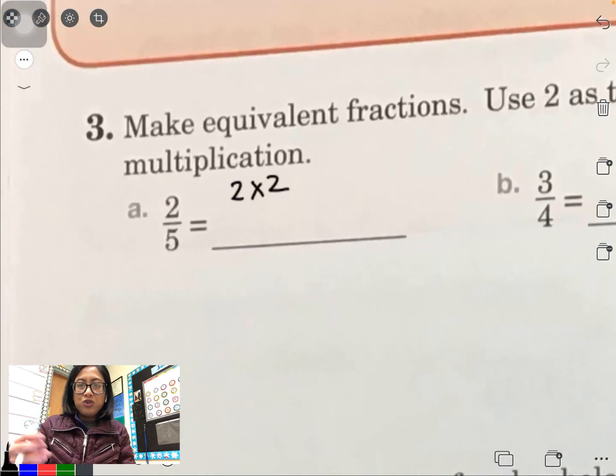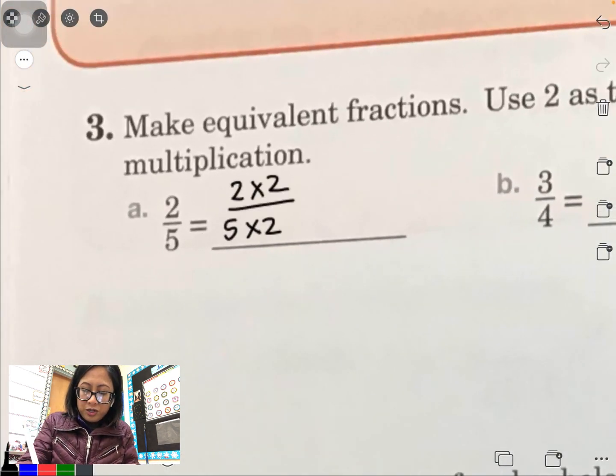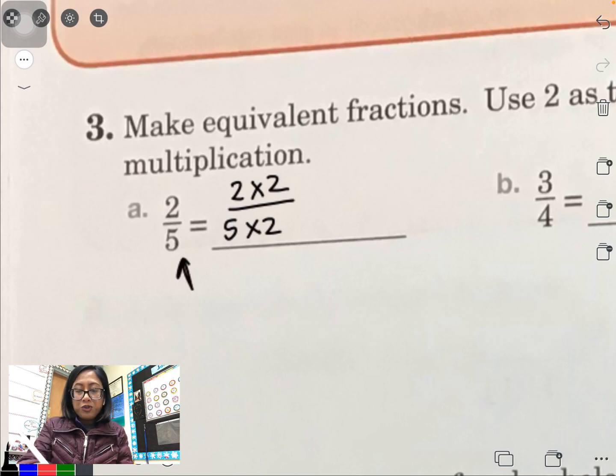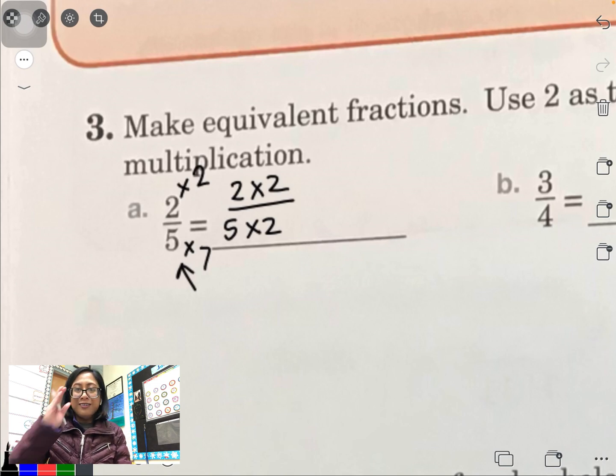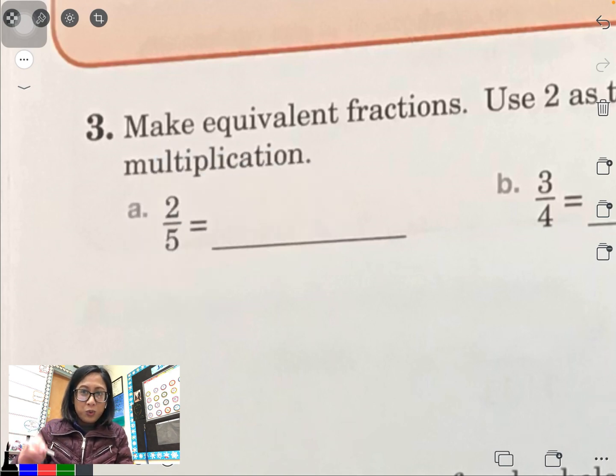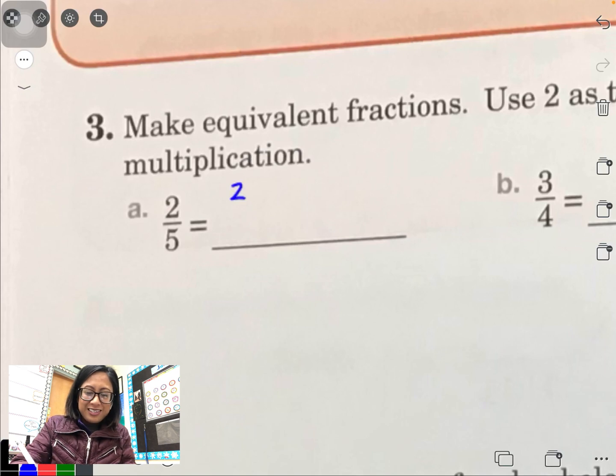They'll tell you what to usually multiply by. 2 times 2, 5 times 2. Because whatever you multiply in the bottom, you multiply on the top. Whatever you multiply here, you got to multiply here. They've got to be the same. You can't be like, I'm going to multiply this by 2 and this by like 7. No. It has to be the same number, all right? Because it's equivalent fractions. It's equal, right? So it's got to be the same.